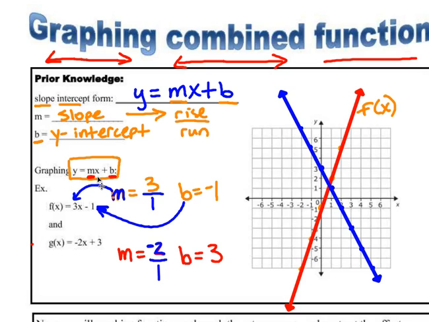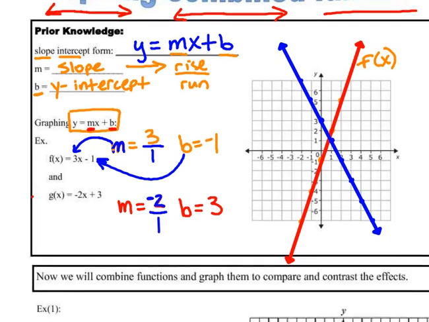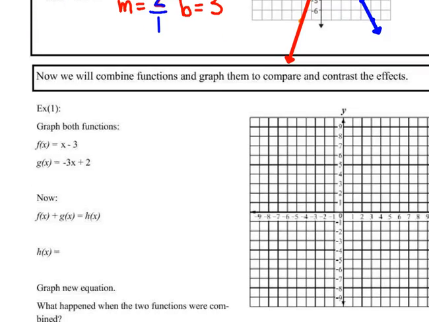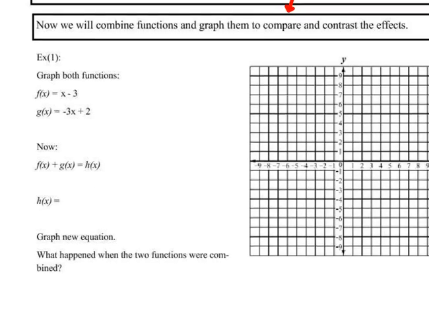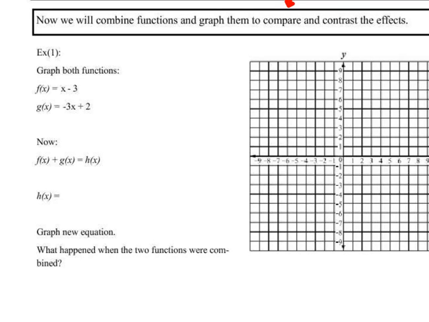Well, let's check out what's at the bottom of the page. So move this straight down. Now it says we're going to combine functions and graph them to compare and contrast the effects. Looks like we got some work ahead of us, but hey, we're big ballers, shot callers. We can do this. So first, it says graph both functions.